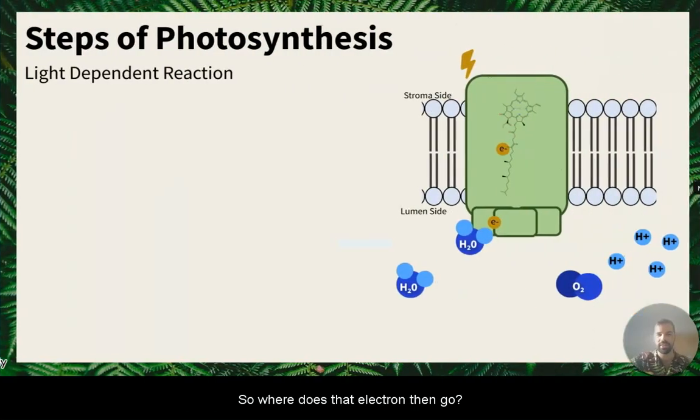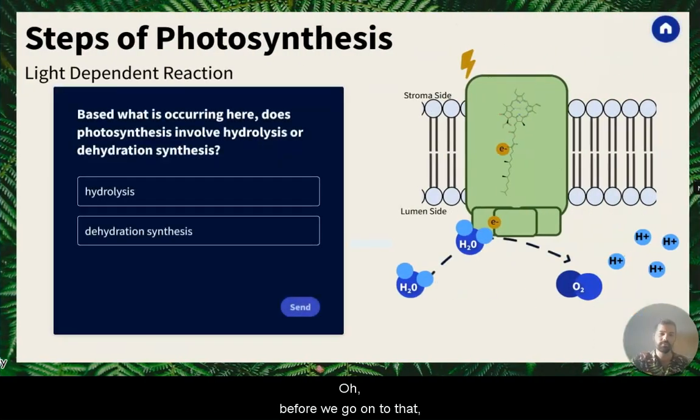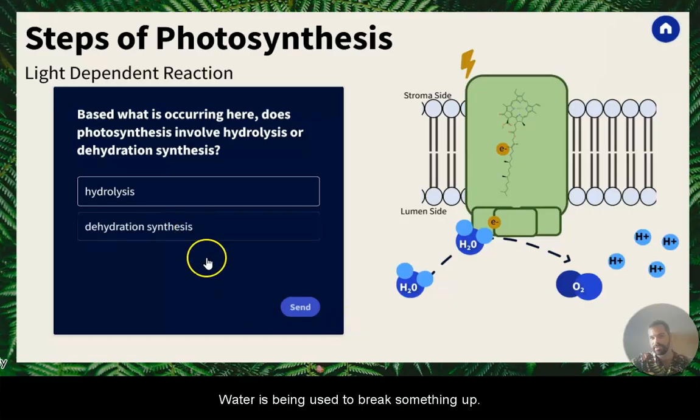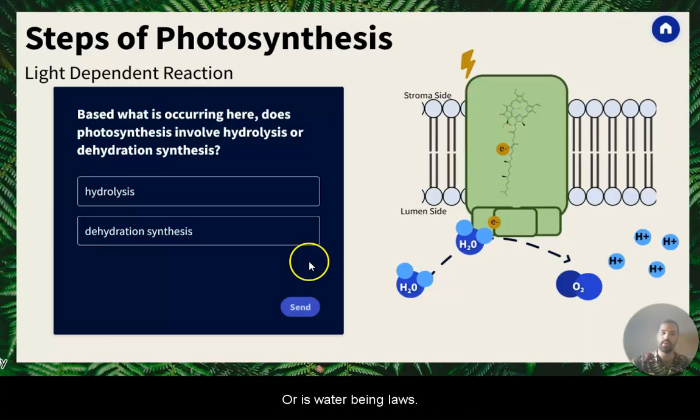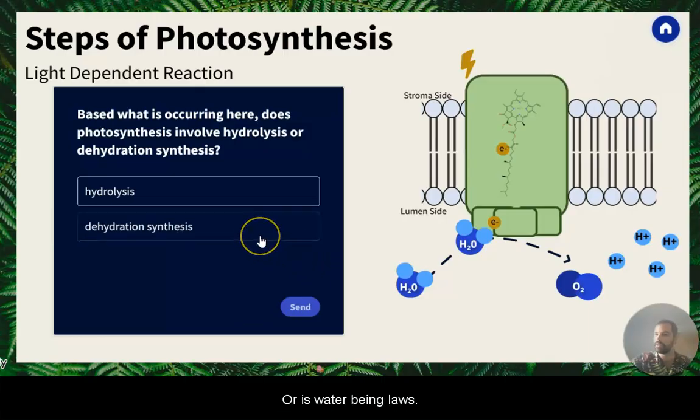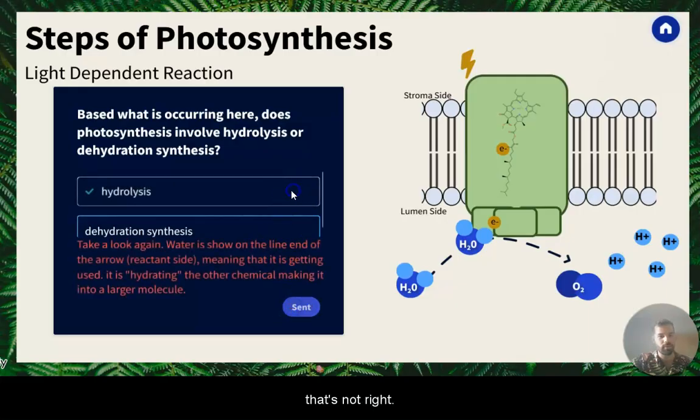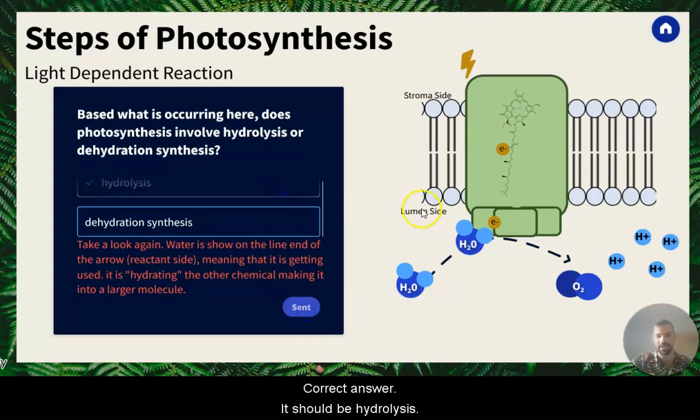So where does that electron then go? Oh, before we go on to that, think about this. Is photosynthesis going to involve hydrolysis or dehydration synthesis? Water is being used to break something up, or is water being lost? Is that right? No, that's not right. Correct answer, it should be hydrolysis.